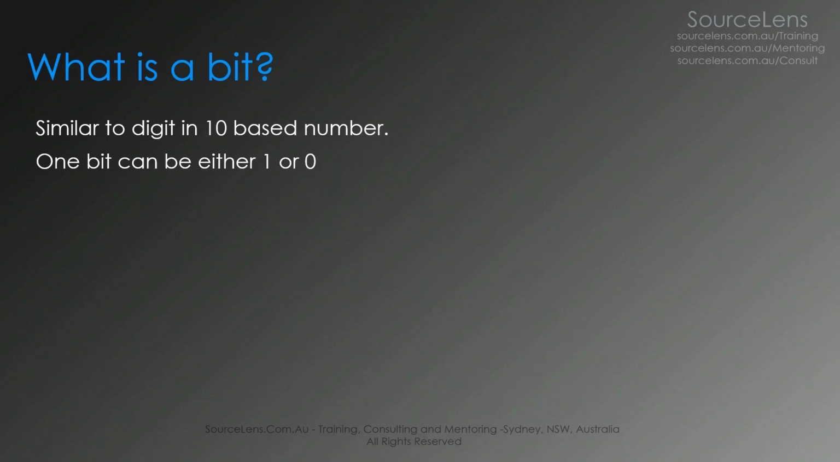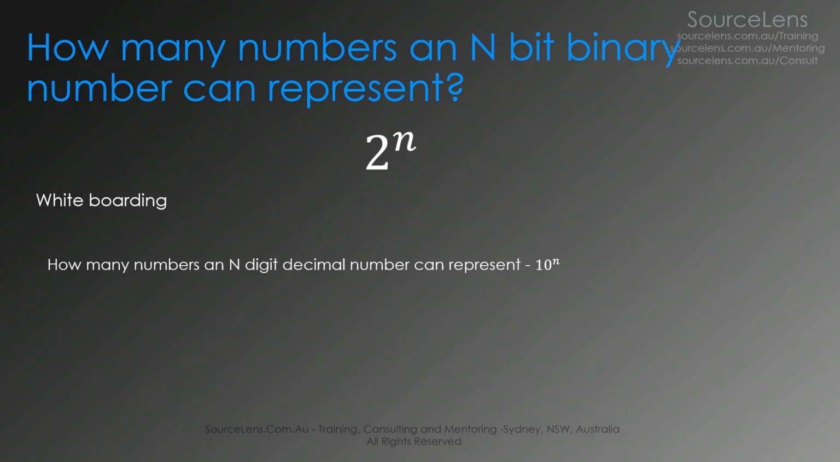So bit is nothing but one digit of a binary number. Okay, pretty simple. So a bit can be either 1 or 0, no other possibilities. This is again pretty similar to the 10-based numeral. So a 3-digit 10-based numeral, how many numbers can it represent?